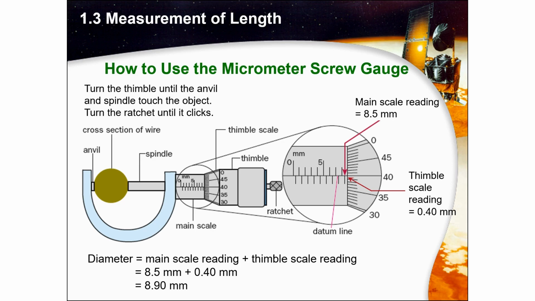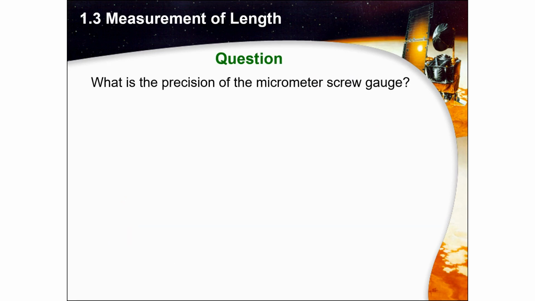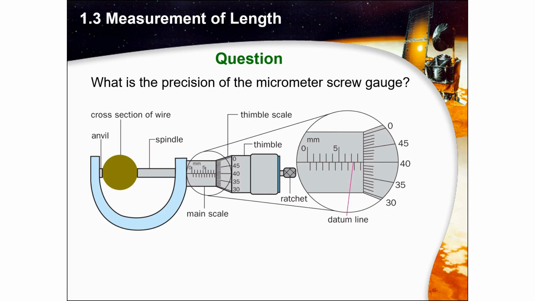Okay. Let's see another example so you will understand better. What is the precision of the micrometer screw gauge? We can see to the right side, after 5, 6, 7, 8 again, and then you see the datum line. It is above 0.4, so we got 0.5, so that is 8.5, and then the thimble stops at 0.40. You can see the writing on the thimble, it's 0.40.